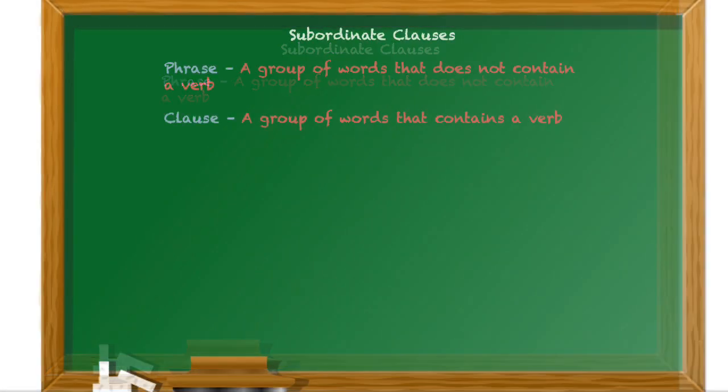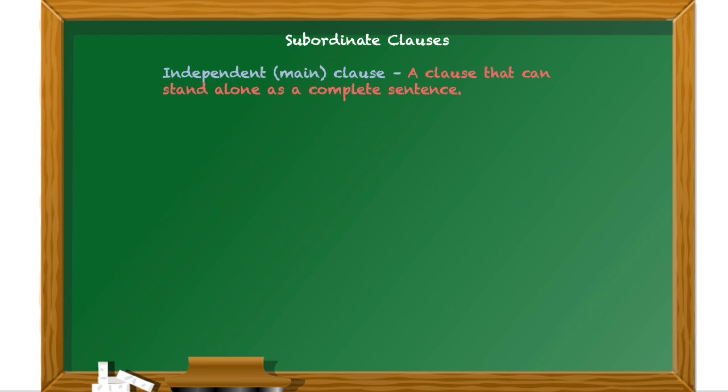Then there's the clause. And a clause is a group of words that does contain a verb. So for example, when it is raining, I like to eat pizza. They read a book. So things like that involve a verb, those are what we call clauses. But then clauses go a little bit deeper. With clauses, we have two different types.